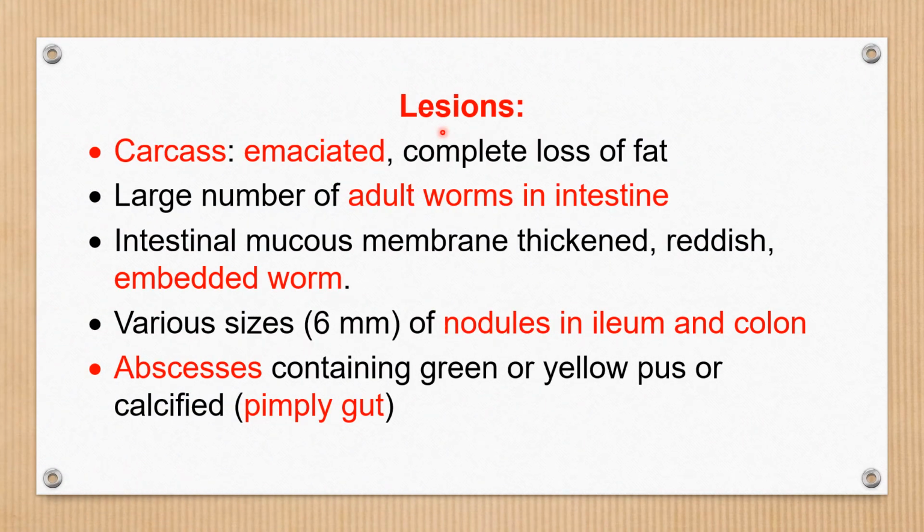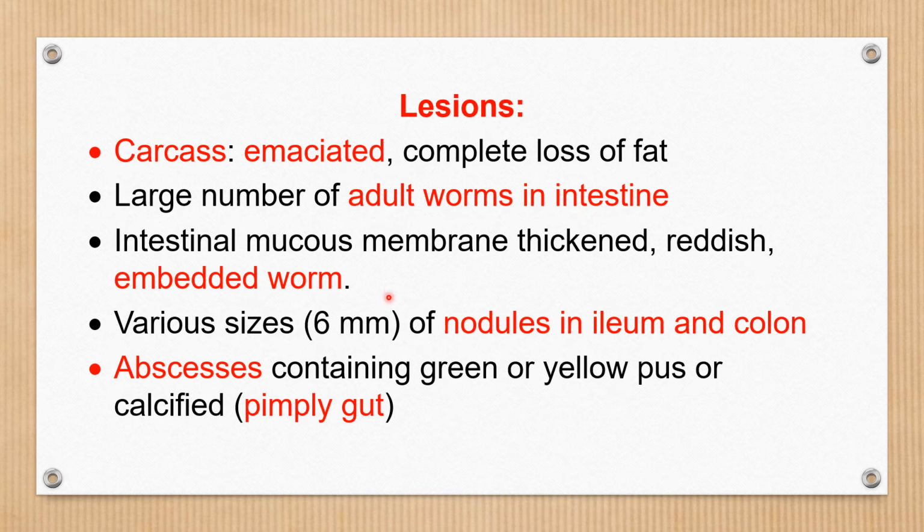Lesions of esophagostomiasis: the carcass is emaciated, there is a complete loss of fat, great emaciation. A large number of worms are found in the intestine. The intestinal mucous membrane is edematous, thickened, reddish in color, with hyperemia, and the worm is found embedded in the wall.